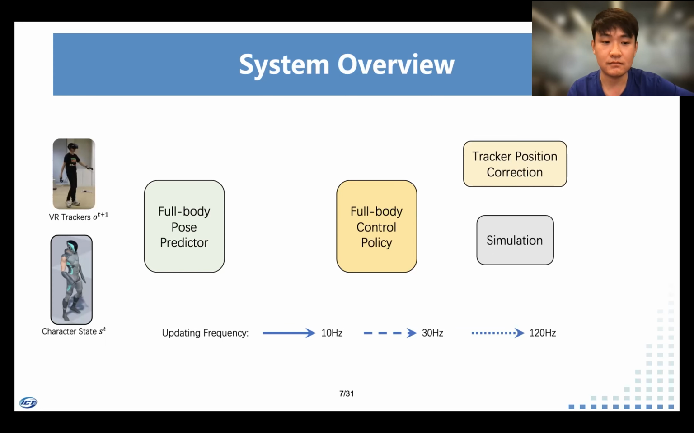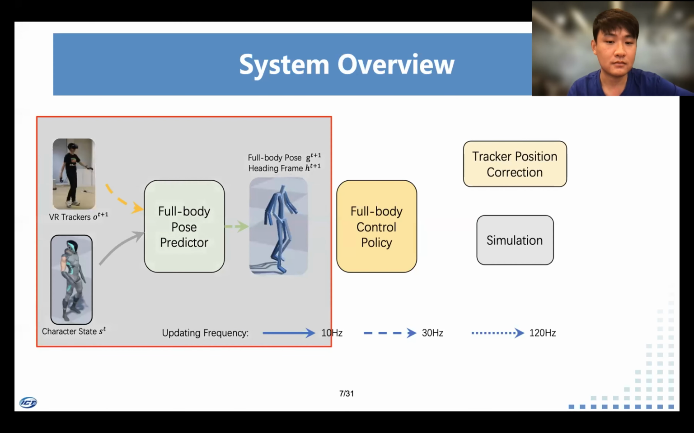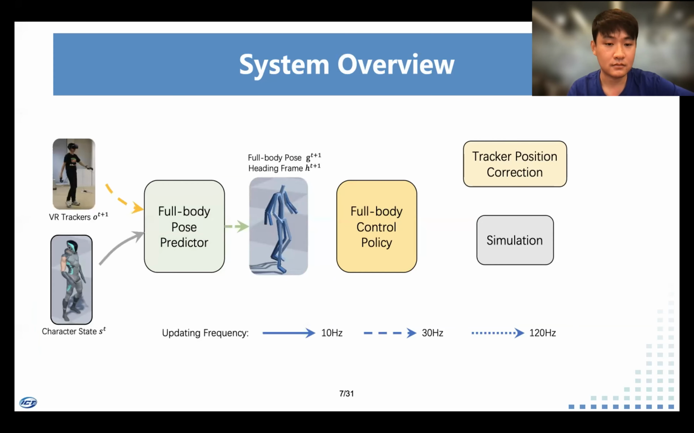Here is the system overview of our work. Our system is composed of 4 major components operating at different time scales. The full-body pose predictor module reads the transformation signals of the VR trackers and predicts the full-body pose, as well as the location and heading direction of the user according to the current state of the avatar character. These estimations can then be used to update the character's pose directly. We refer to this updating strategy as the direct mode of our system.